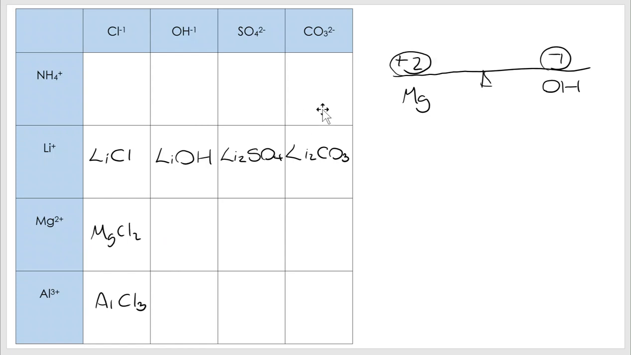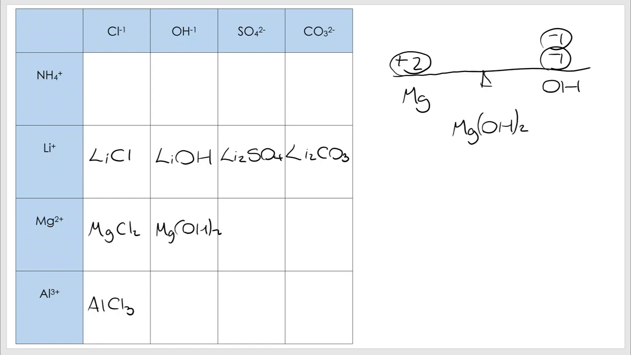So now let's move on to magnesium and Mg and OH. Well, magnesium is plus 2, hydroxide is minus 1. So I'm going to need 2 of my minus 1s to counteract and to counterbalance my plus 2. So my formula is 1 Mg and 2 OHs. Hopefully you've remembered from the example we did previously that we need the brackets: Mg(OH)2.